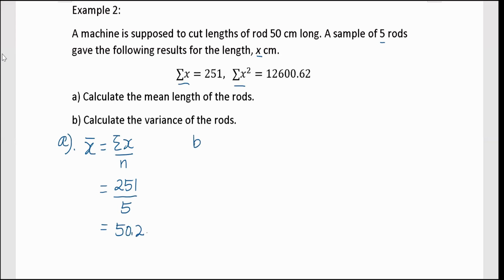Now we try to find the variance of the rod. As I mentioned previously, the variance is without the square root. If we are trying to find standard deviation, it equals the square root of the variance. Since we are looking for the variance now, we do not have to square root it. That is why the variance will look like this.